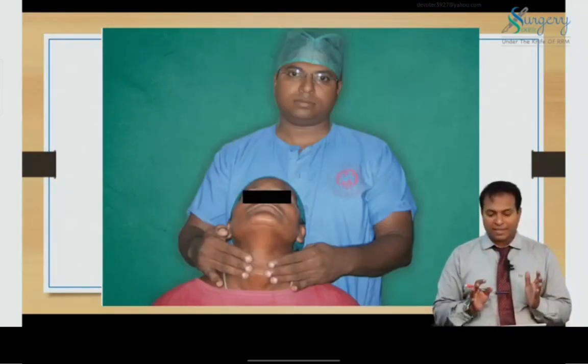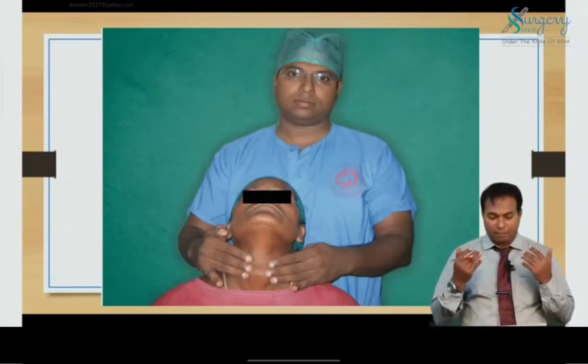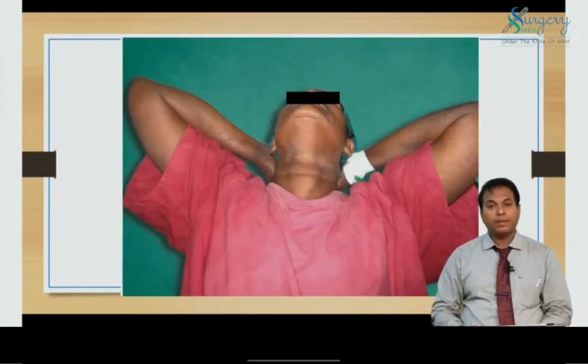So what is the method of examining thyroid gland? Please see, this is how you would examine. You should always examine thyroid gland from behind, always from behind. And what is the name of this test? Image-based question. Pizzillo's test.